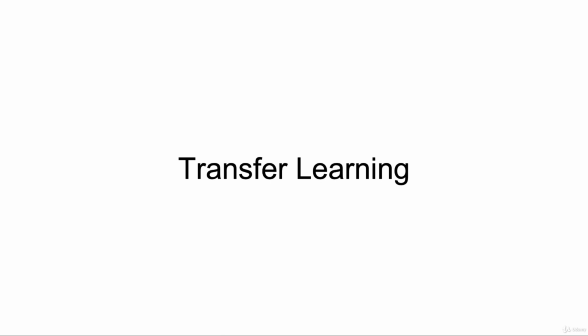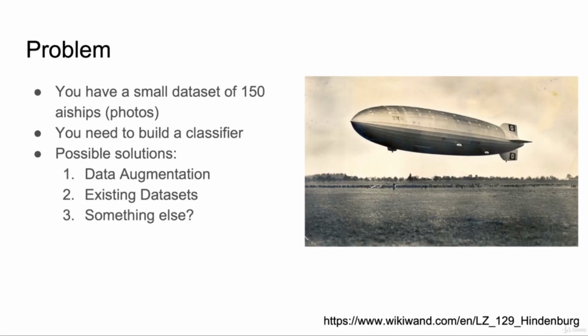In this video, we'll study how we can use existing trained networks in order to improve the quality of the problem that we solve. Let's imagine the following. You have a small dataset of 150 photos of airships, and you want to build a classifier which classifies, for example, different types of these airships.